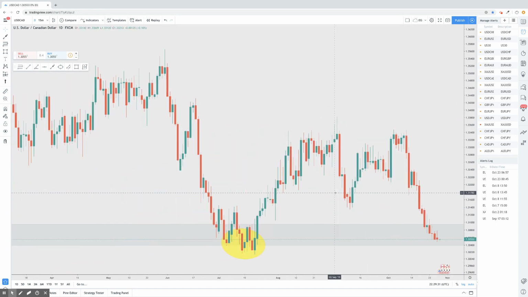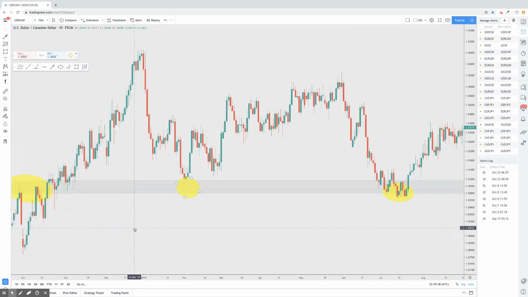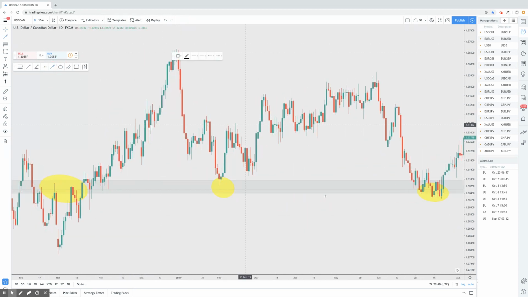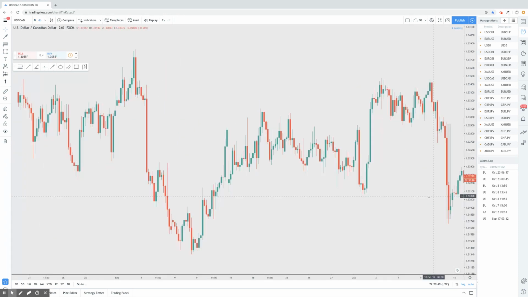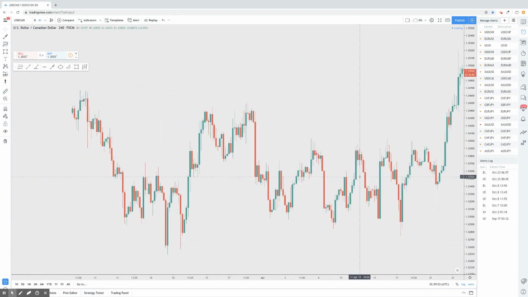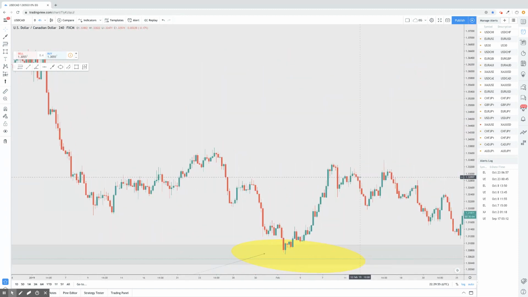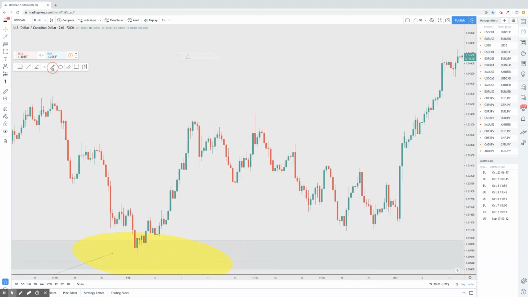But what we're looking for here, to get back on topic, I'm sorry, I did kind of go off there, we want to see a nice rejection. And this is a textbook example right here on the daily time frame. We have a nice rejection candle. Okay. Let's go to our 4-hour chart. All right, so we have a really nice rejection candle followed by that nice movement upward, okay?